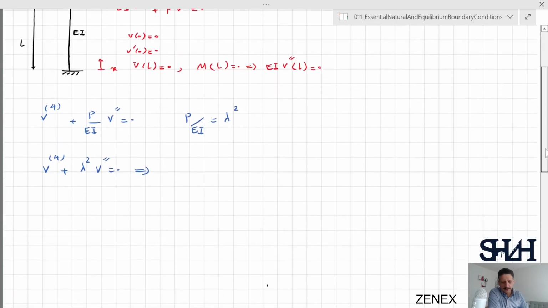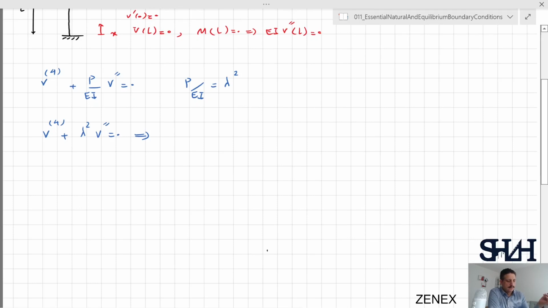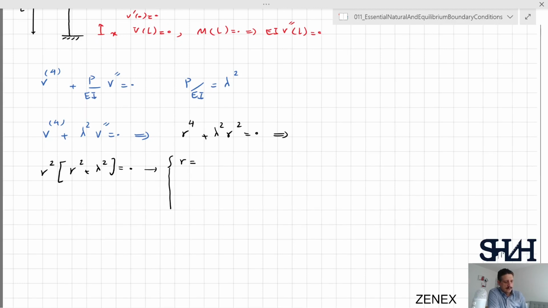To solve this one, we substitute V fourth derivative by R^4 and second derivative by R^2 to form the characteristic equation. So it will be R^4 plus lambda squared R^2 equals to 0. I factor R^2, R^2 plus lambda squared equals to 0. So then I have 4 roots. R equals to 0, R equals to 0, R equals to plus minus lambda i.